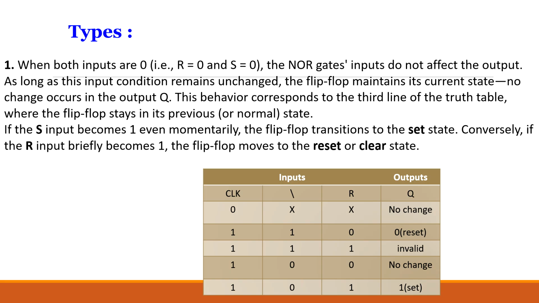Case 1. When both inputs are 0, that is R equals 0 and S equals 0, the NOR gate's inputs do not affect the output. As long as this input condition remains unchanged, the flip-flop maintains its current state. No change occurs in the output Q. This behavior corresponds to the third line of the truth table, when the flip-flop stays in its previous or normal state. If the S input becomes 1 even momentarily, the flip-flop transitions to the set state. Conversely, if the R input briefly becomes 1, the flip-flop moves to the reset or clear state.